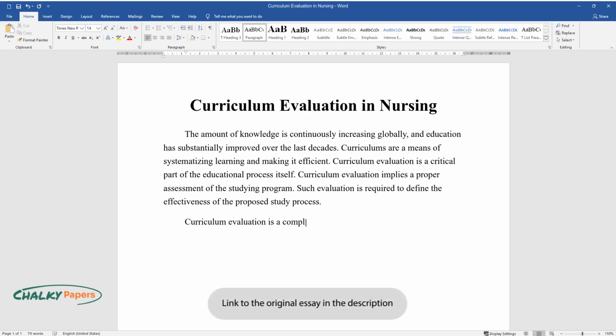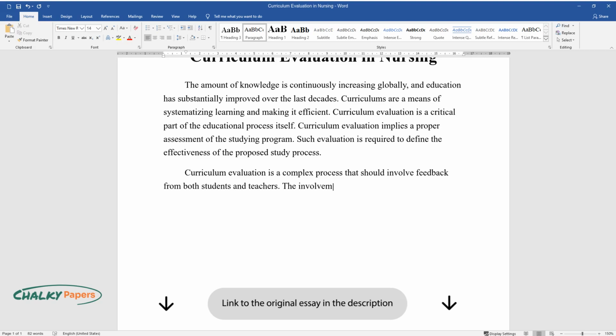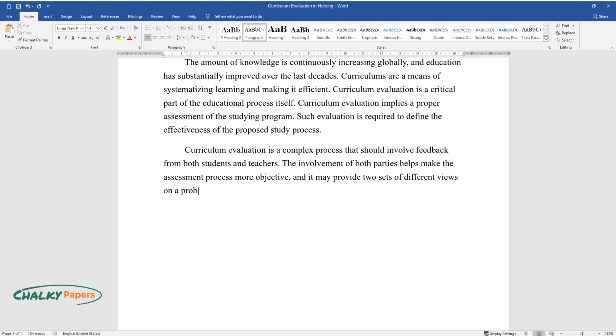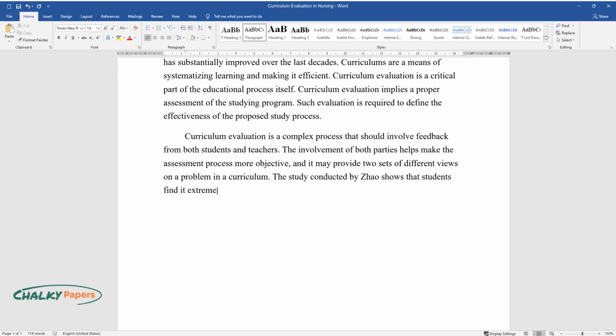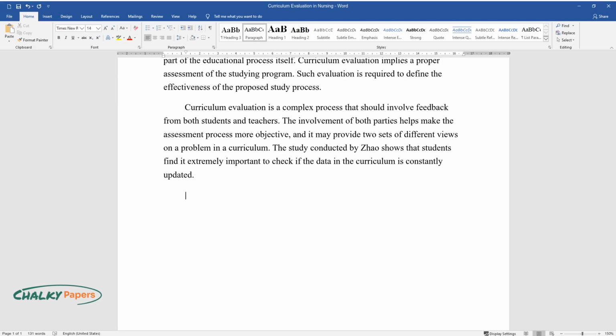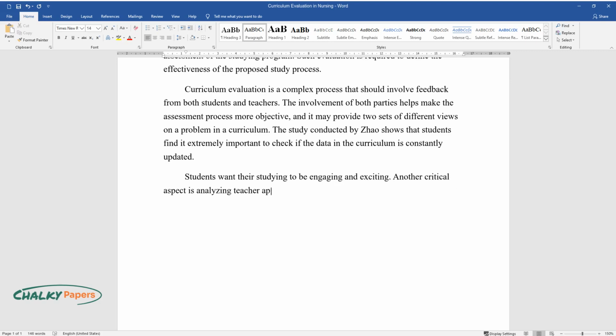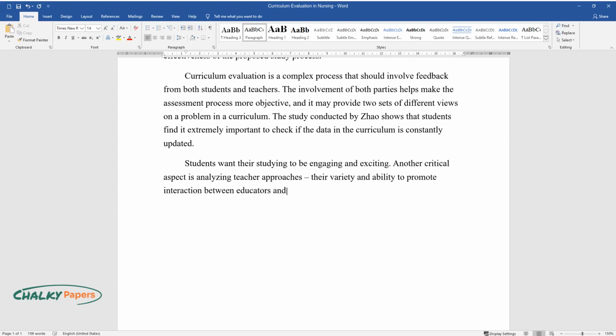Curriculum evaluation is a complex process that should involve feedback from both students and teachers. The involvement of both parties helps make the assessment process more objective, and it may provide two sets of different views on a problem in a curriculum. The study conducted by Shah shows that students find it extremely important to check if the data in the curriculum is constantly updated. Students want their studying to be engaging and exciting. Another critical aspect is analyzing teacher approaches, their variety and ability to promote interaction between educators and students.